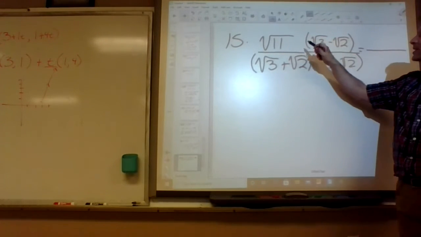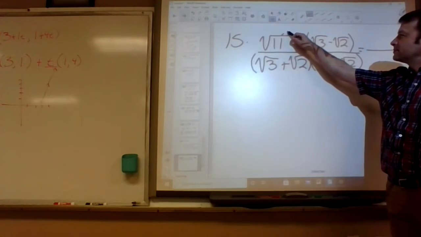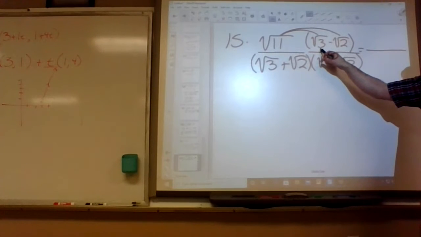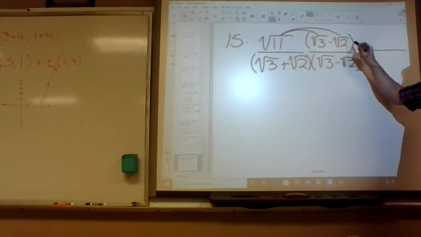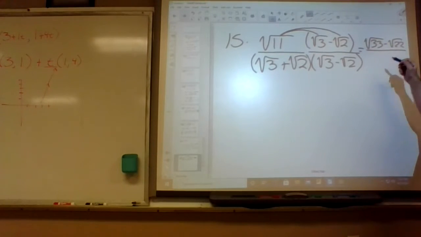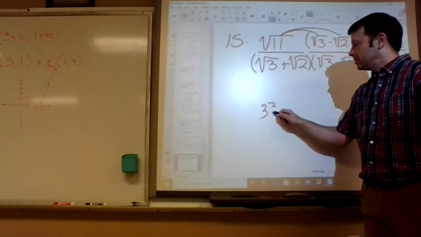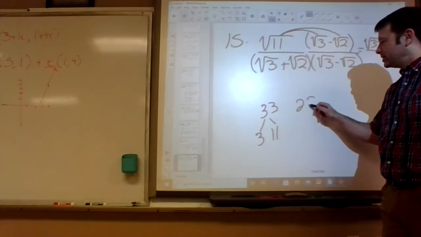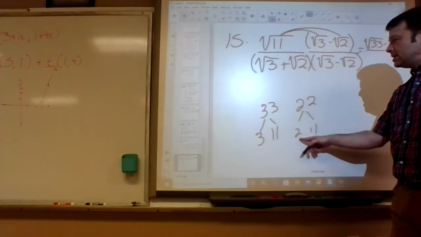We do the top first. Guess what I'm gonna do on the top? Distributive property. 3 minus 2. So what would that be? Square root of 33 minus square root of 22. Does that simplify? Probably, but let's not check. 33? No. 22? No.